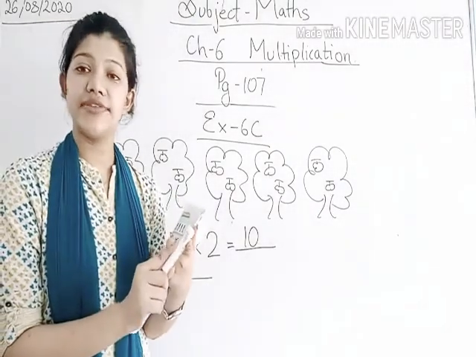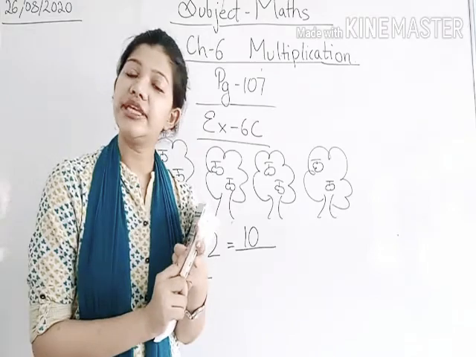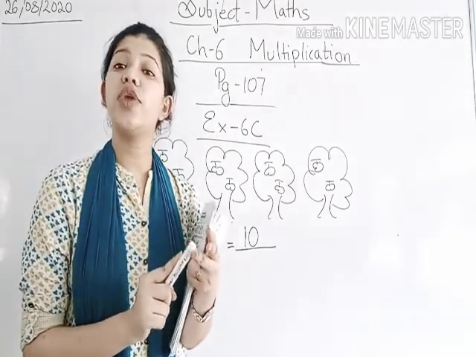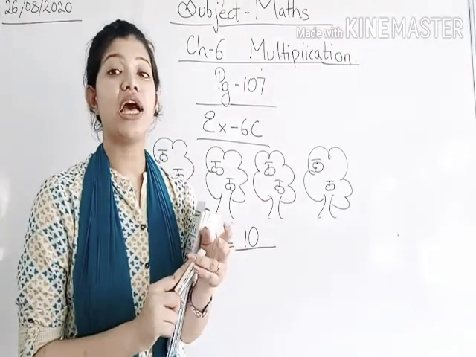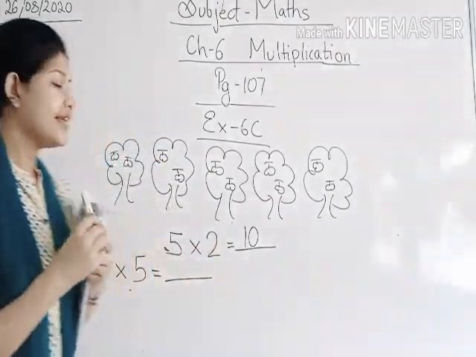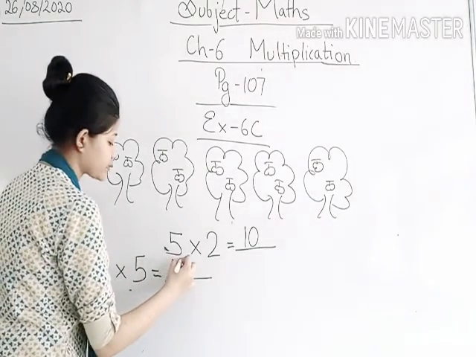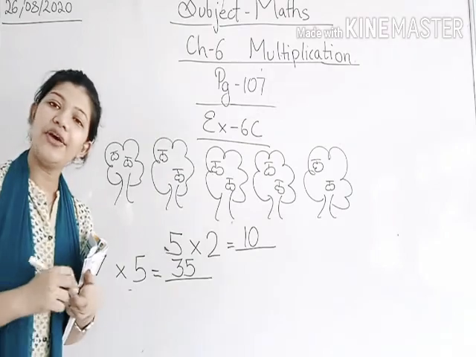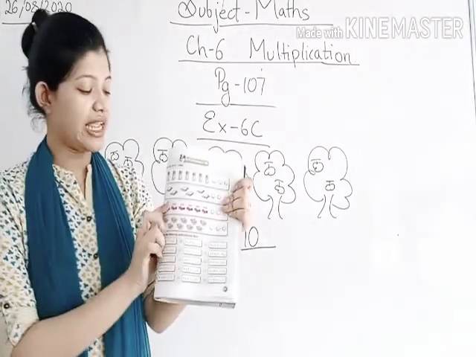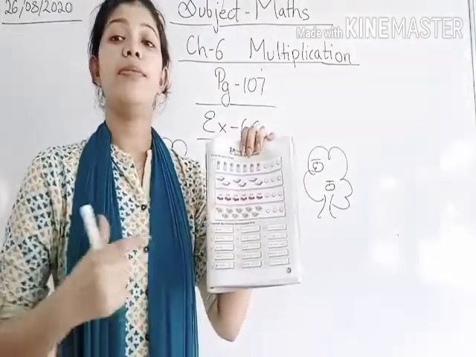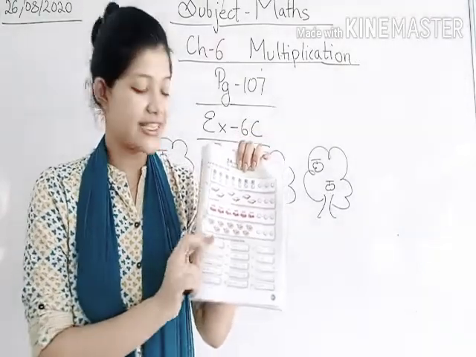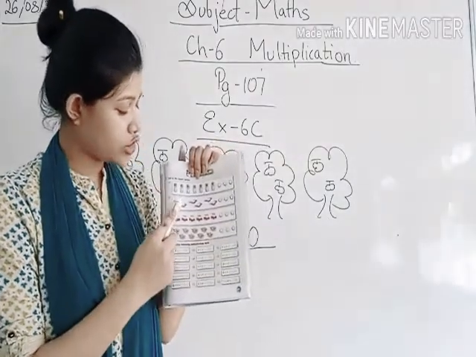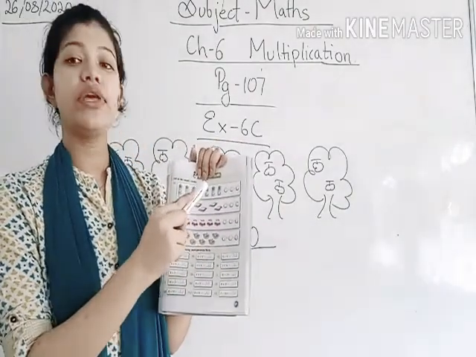7 ones are 7. 7 twos are 14. 7 threes are 21. 7 fours are 28. And 7 fives are 35. So the answer will be 35 pens. Clear? Okay. Now let's solve the second one. That is a box of crayons. So how many boxes are given over here? Let's count. 1, 2, 3, 4, 5, 6.